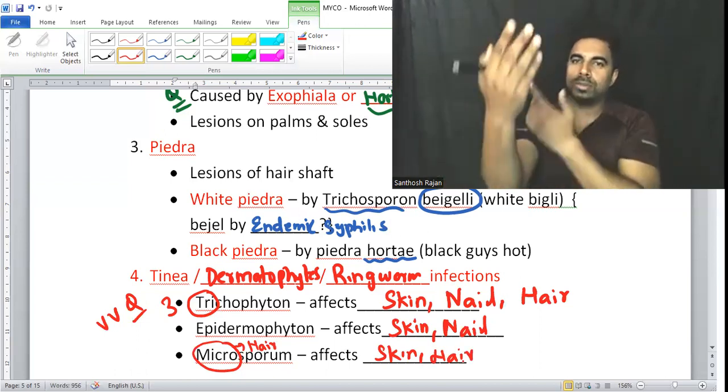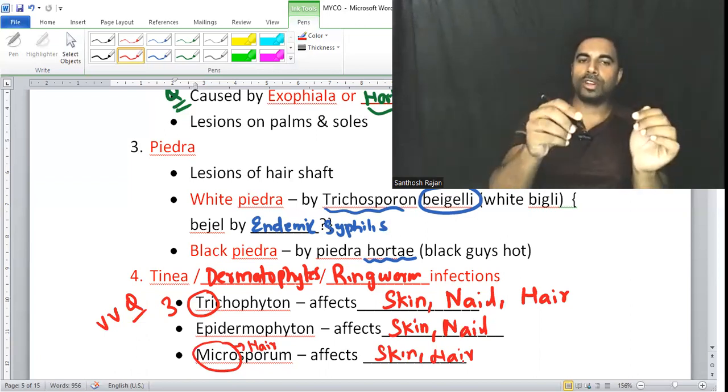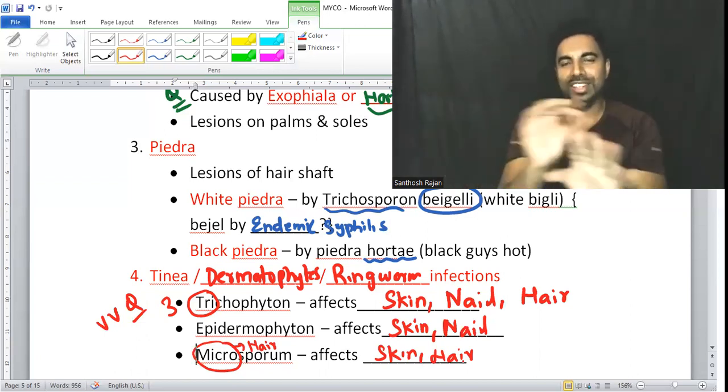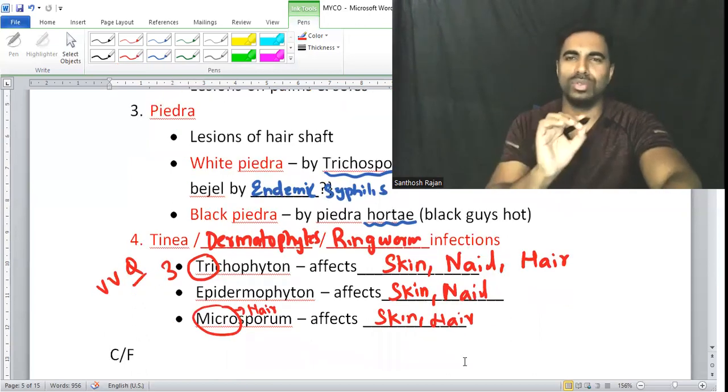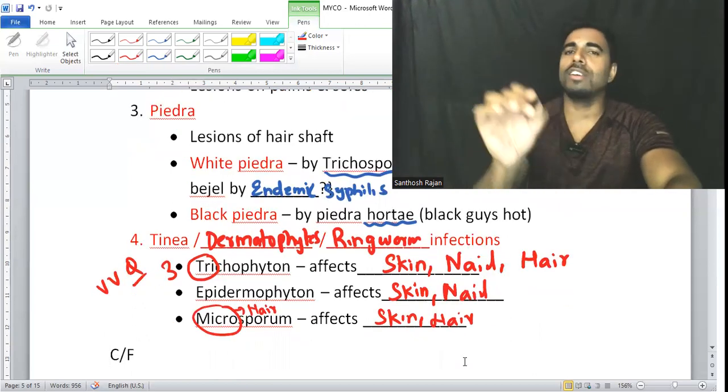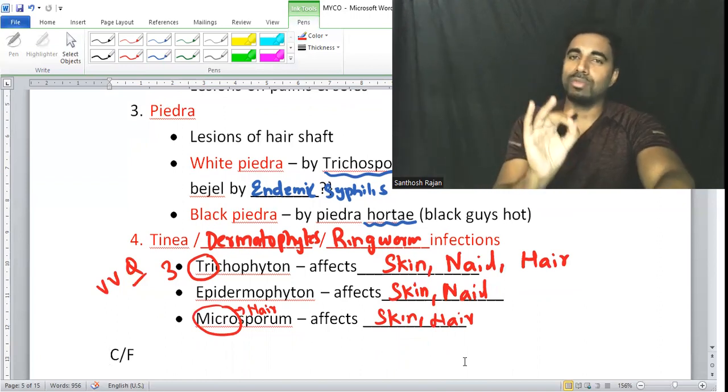So microsporum is skin and hair. Epidermophyton is skin and nail. Very, very simple, very easy. That's what I love about mycology. Fungus is one of the easiest topics. Never ever make a mistake in this.